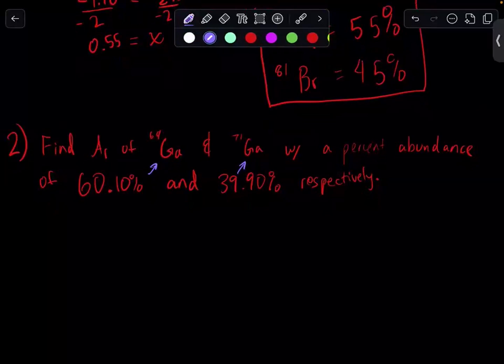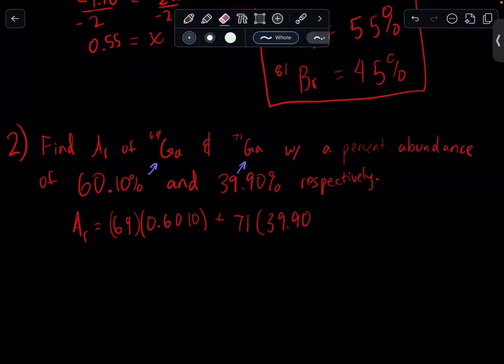So we're going to just plug that into our equation. Relative atomic mass is equal to 69 times 0.6010 plus 71 times 0.3990. Once again, we have to turn these from percentages into numbers. And we find that our relative atomic mass, when you've plugged it in, is going to be 69.80.